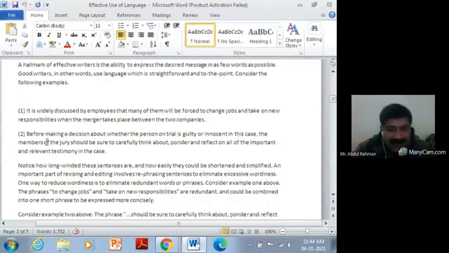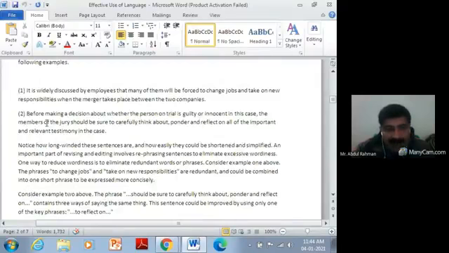Consider these examples. It is widely discussed by the employees that many of them will be forced to change jobs and take on new responsibilities when the merger takes place between the two companies, right? Second example: before making decisions about whether the person on trial is guilty or innocent in this case, the members of the jury should be sure to carefully think about, ponder, and reflect on all of the important and relevant testimony in this, right?